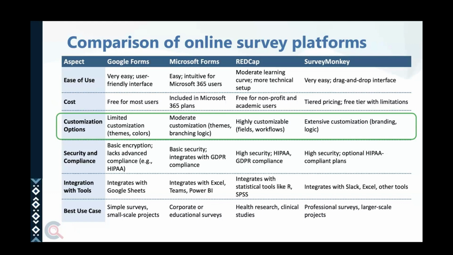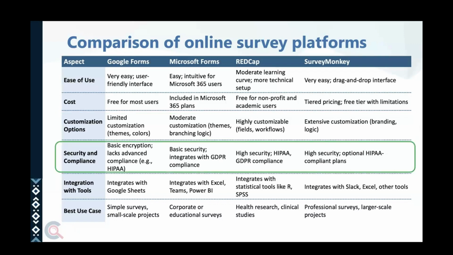Microsoft Forms is better than Google Forms. REDCap is highly flexible, where you can really do a lot, put in skip patterns and complex logic. And SurveyMonkey also has extensive customization. You can put your own logo, you can brand it the way you want. In terms of security and compliance, Google Forms offers some encryption, but it's not very strong. It's quite HIPAA compliant, but not at the highest level.